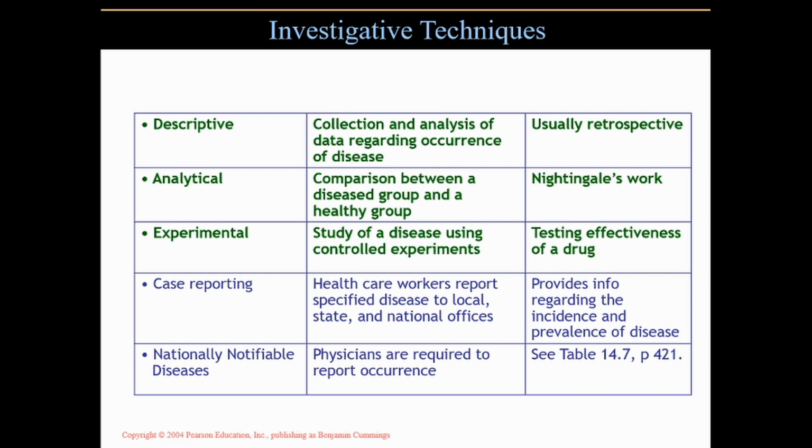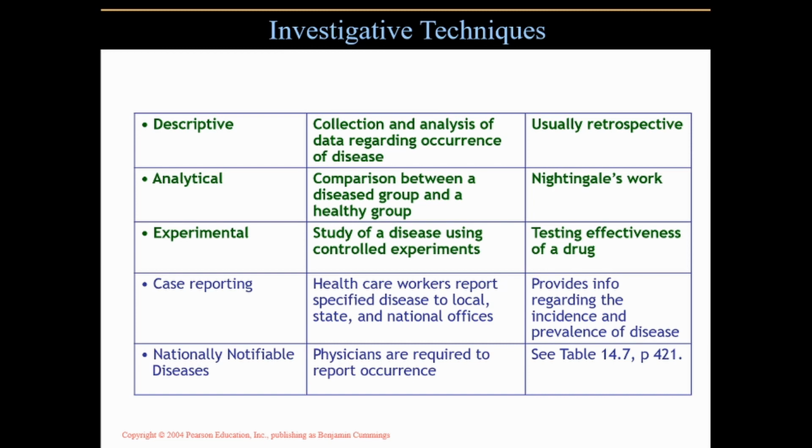Some investigative techniques, and the ones that I want my students to be aware of are the ones that are in green: descriptive, analytical, and experimental. So descriptive would be collection and analysis of data regarding the occurrence of a disease. And what I mean by retrospective is the disease has already occurred, and then we're looking back and we're seeing how the disease began and then how it disseminated within a population. So that's descriptive. Analytical would be comparing two groups, diseased and healthy, like Flo did, Florence Nightingale.